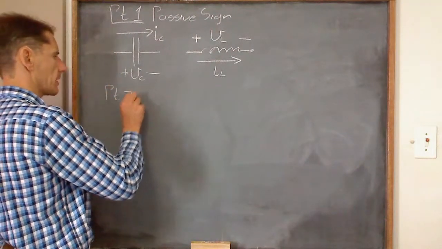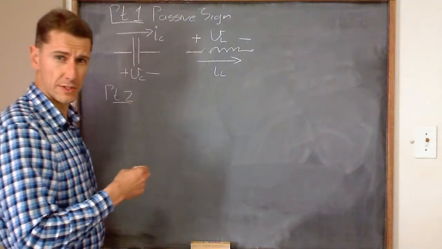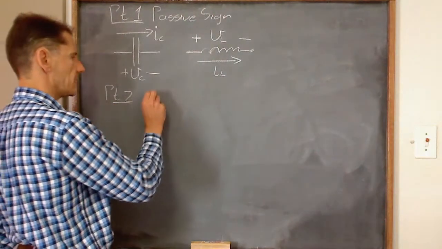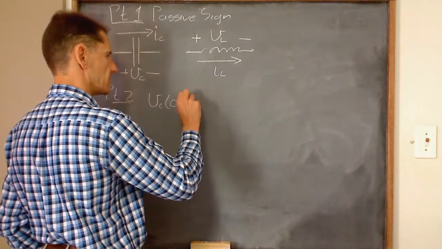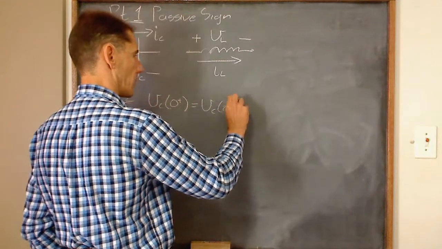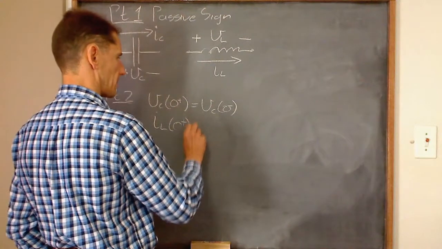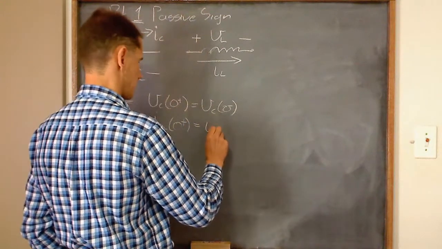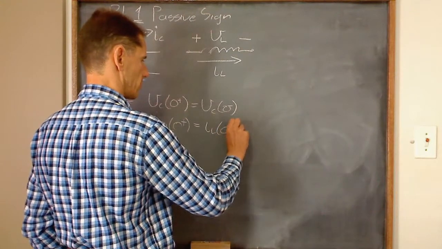Then point number 2, that critical point, what do they call this? The continuity in the voltage and the current. So all they mean there is what we've already drilled in over and over, that VC at 0 plus must equal VC at 0 minus, and IL at time 0 plus must equal IL at time 0 minus.